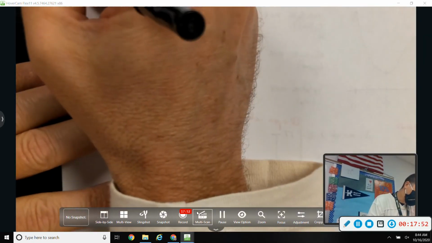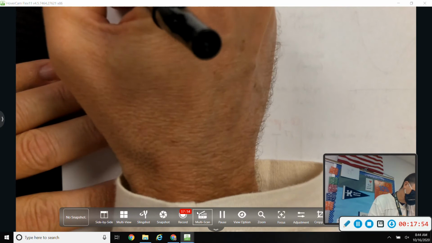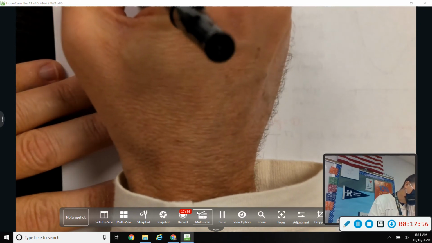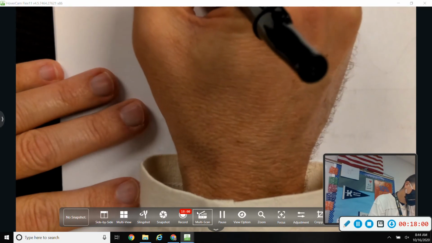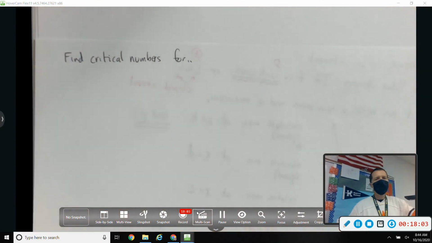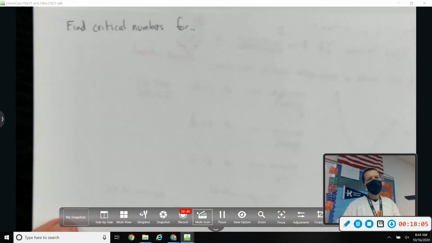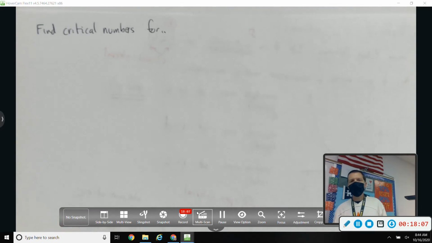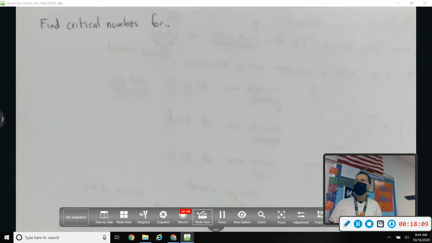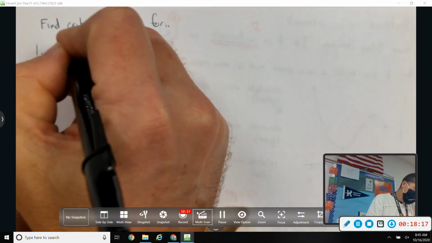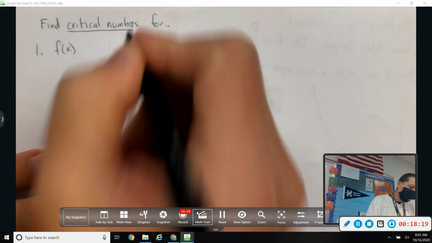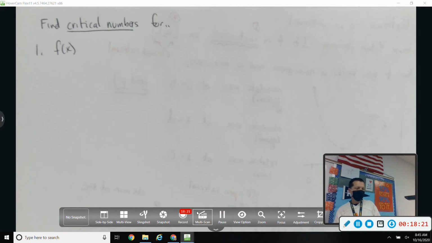All right, so this is part one of the process: find critical numbers. We'll do some examples of finding critical numbers. These are potential extrema, but not necessarily extrema. We'll worry about that later. So critical numbers: f prime is 0 or f prime is undefined.